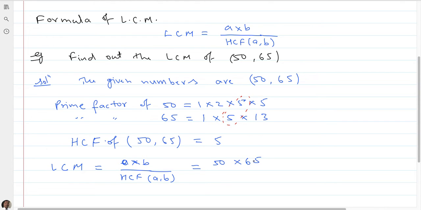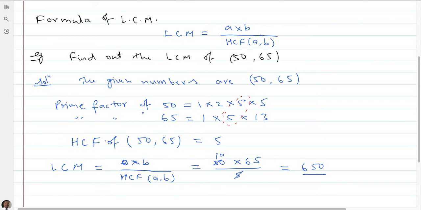into 65 divided by HCF of AB. HCF is how much? 5. If you solve this, how much will we get? If we cancel this 5, then it will be 10, and if we multiply 65 by 10, it will come 650. So the LCM of these two numbers is 650.